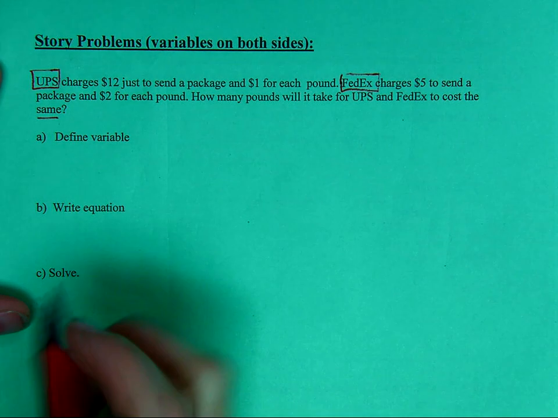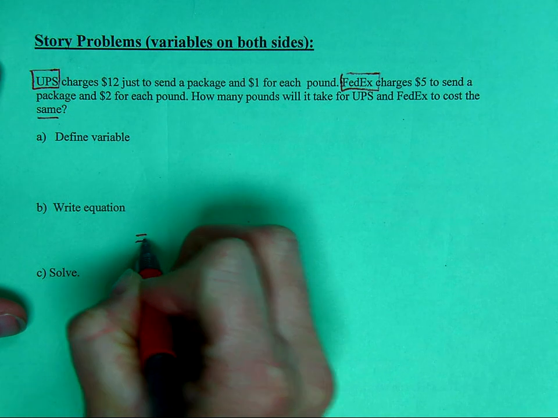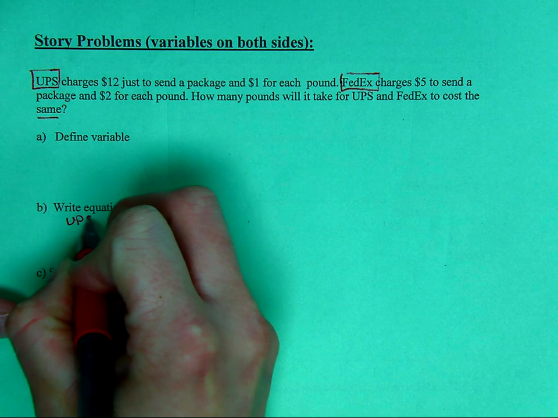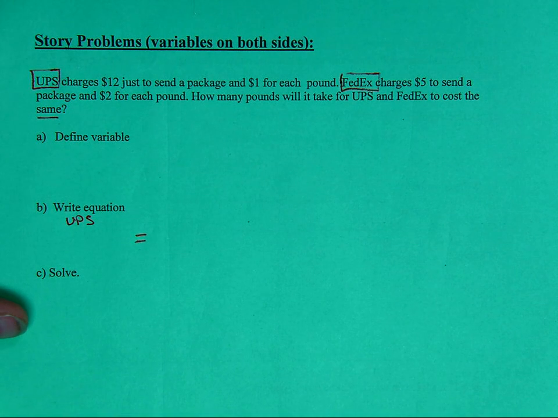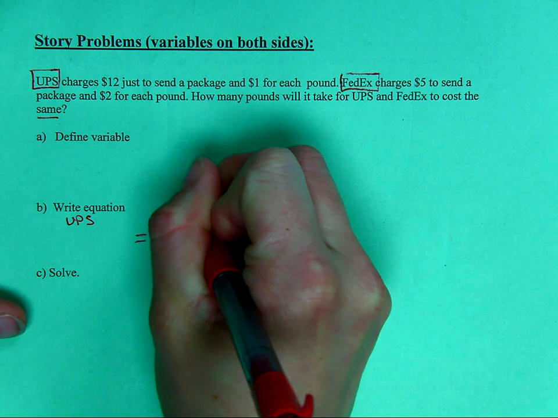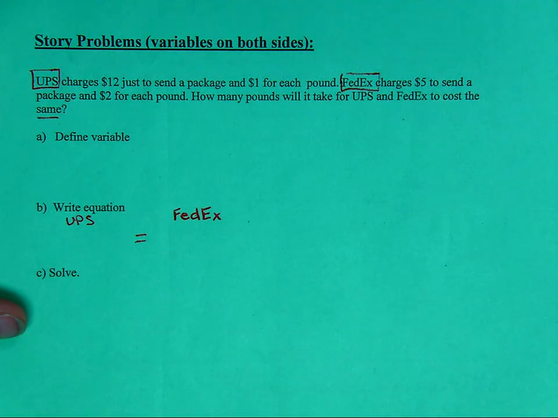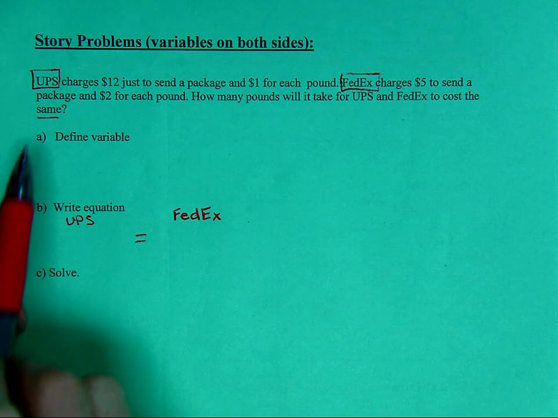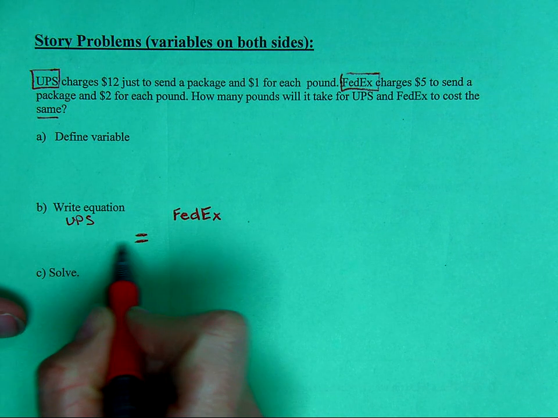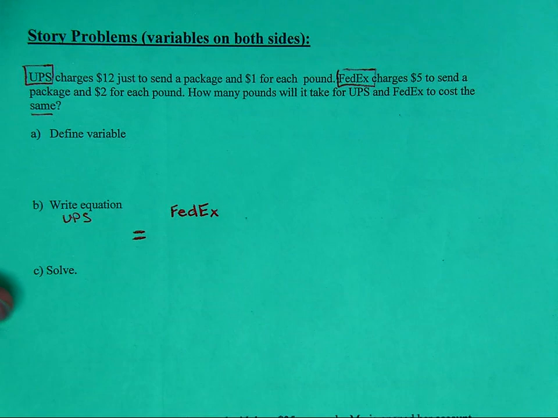So if I'm thinking ahead to our equation, I'm going to have one side of my equation represent everything from UPS, and I'm going to have everything on the other side of my equation represent FedEx. Okay, and I'm trying to figure out when they're the same or equal, which is why I'm setting UPS equal to FedEx.